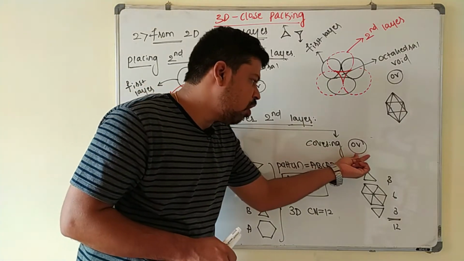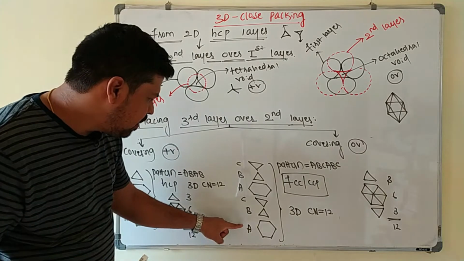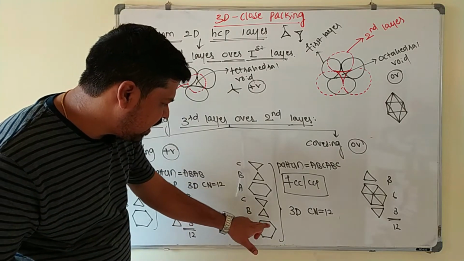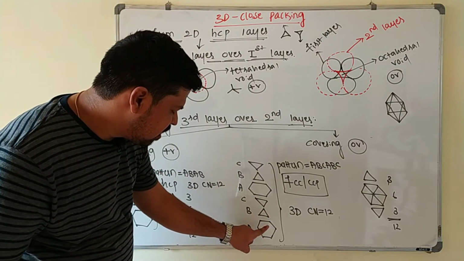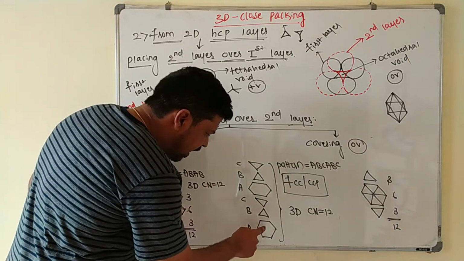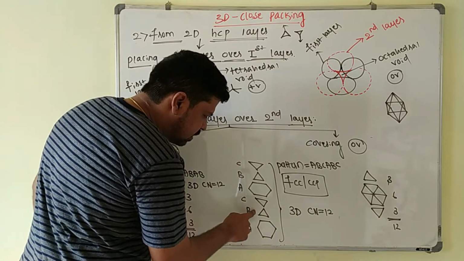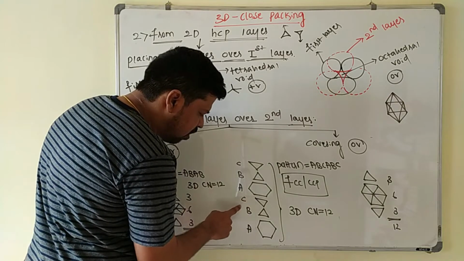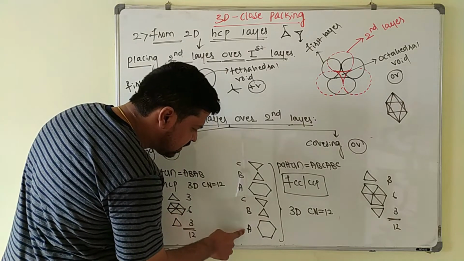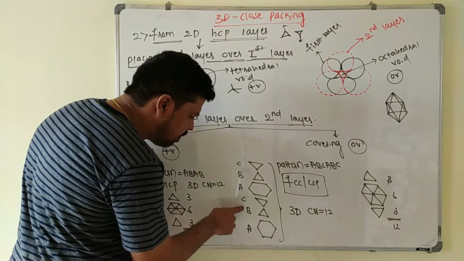Next, covering the octahedral voids. Then an ABC type of pattern is obtained. ABC, see here. In this one, the arrangement of spheres is different in this one and this one. This is A, this is B, and this is C here, because in all the three layers the arrangement of spheres is different, so they are given as A, B, C.